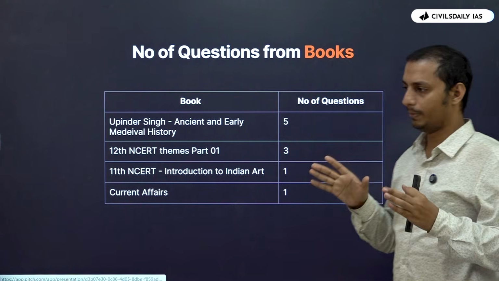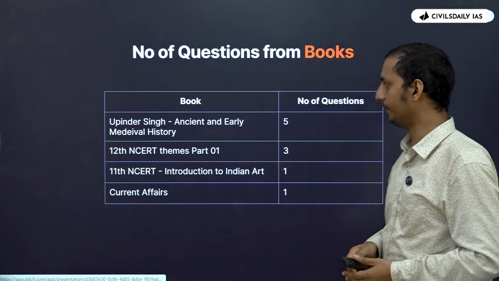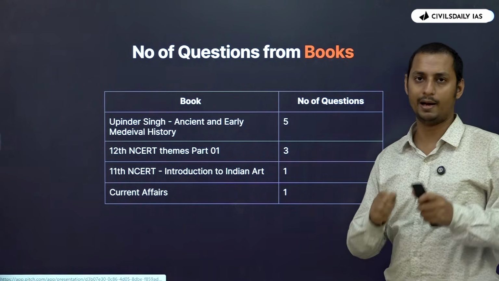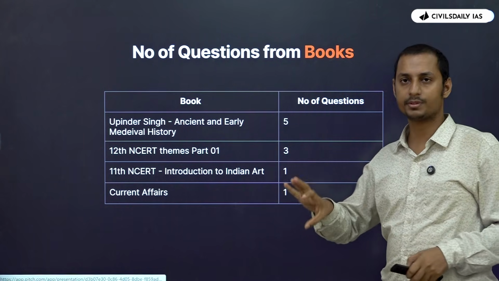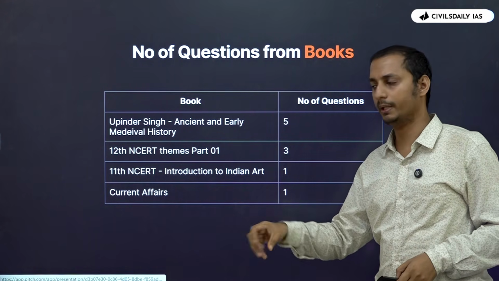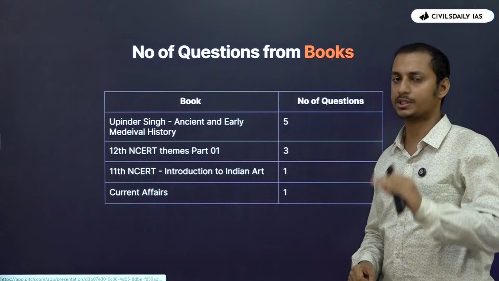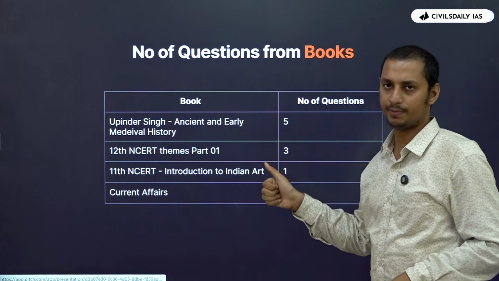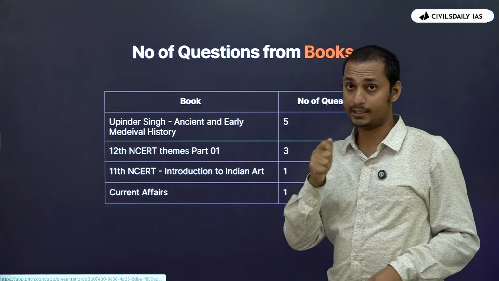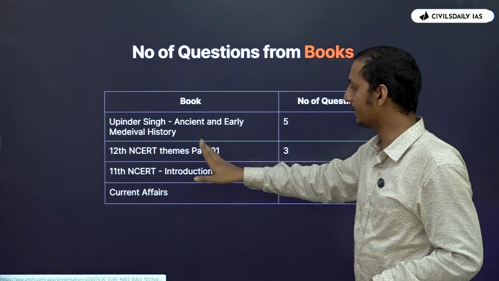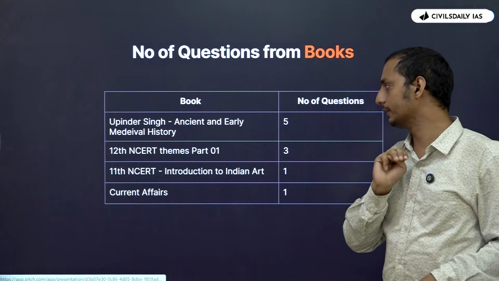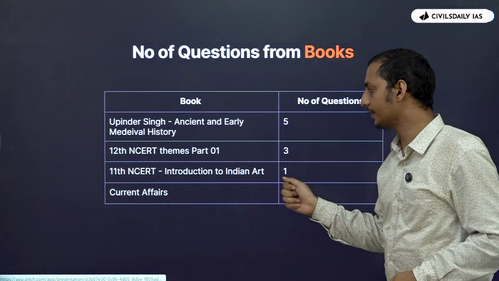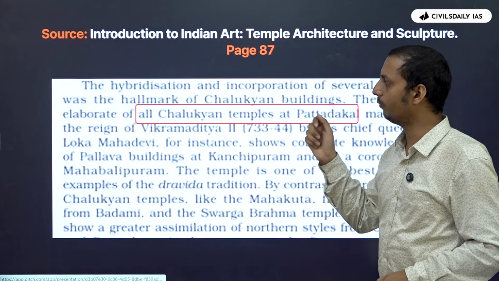Now, when you compare the number of questions which came from all the books here, Upinder Singh had the highest hits, because most of the questions came from ancient history this year. Medieval, not even a single question was there, 0 questions from medieval history. So from Upinder Singh, 5 direct hits were there. From 12th NCERT Themes Part 1, 3 direct hits were there. 11th NCERT Introduction to Indian Art, only 1 hit, okay.